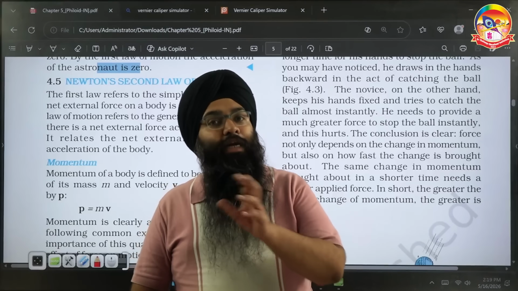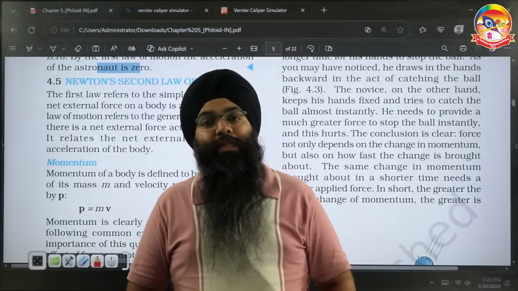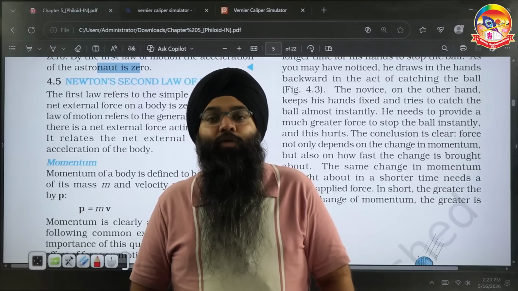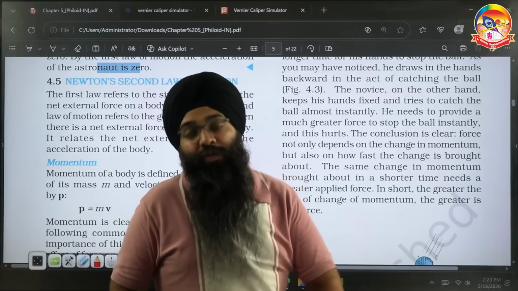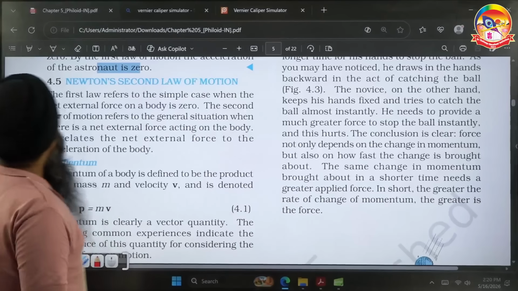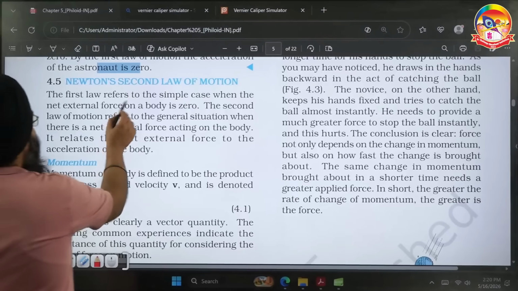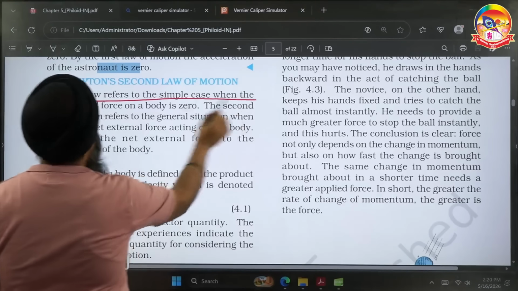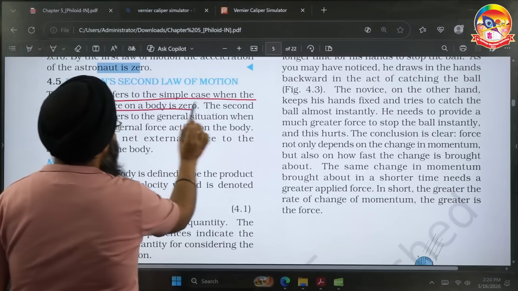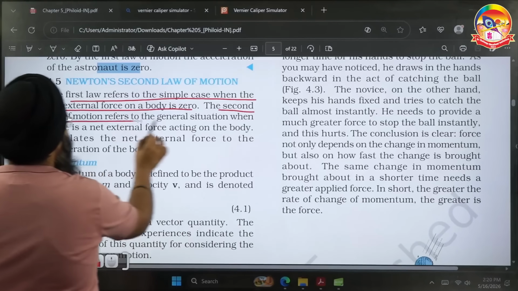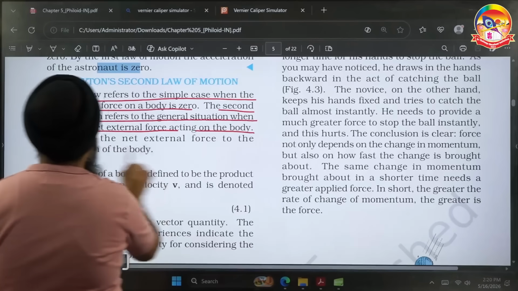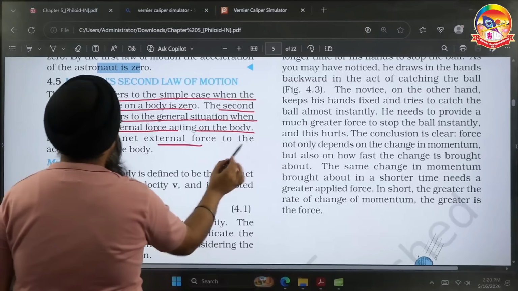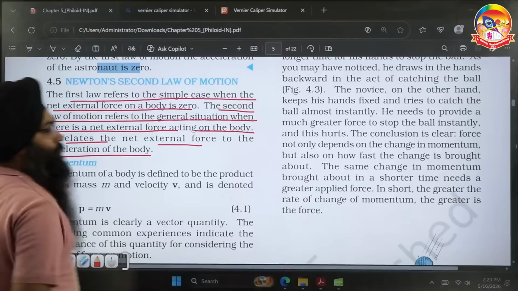So if there is a net external force acting on the body, then the linear momentum of the body will change, and the net external force will be equal to the rate of change of linear momentum of the body. So what does it state? The first law refers to the simple case when the net external force on a body is zero. The second law of motion refers to the general situation when there is a net external force acting on the body. It relates the net external force to the acceleration of the body.